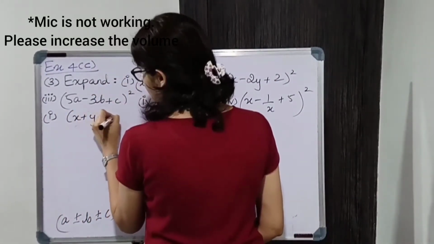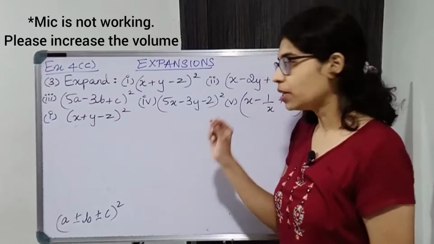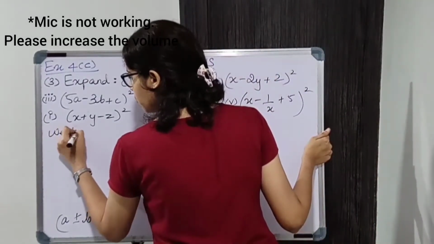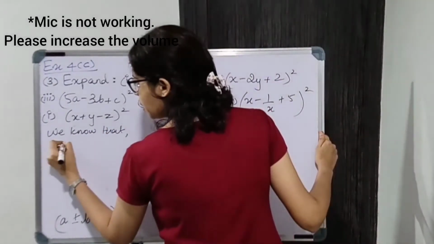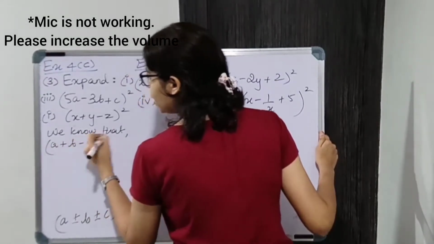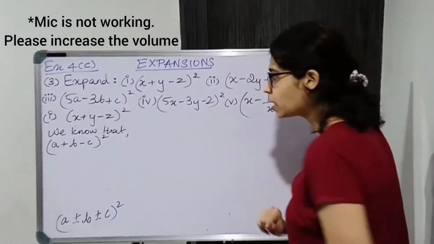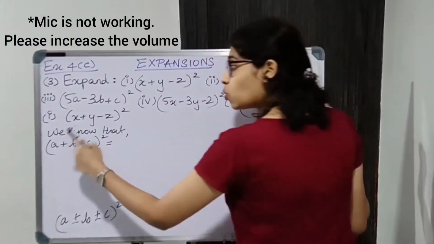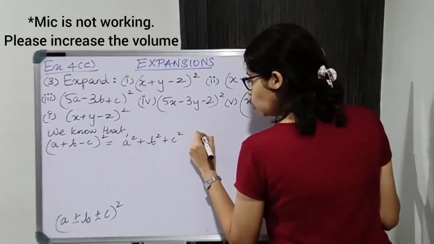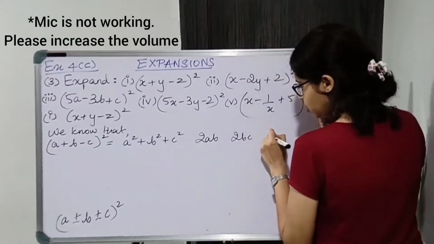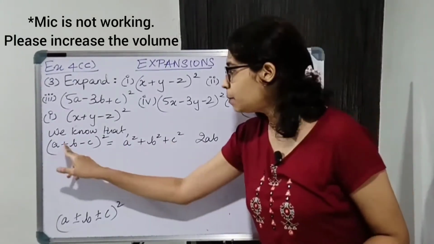x plus y minus z the whole square. A, B, C. Okay, so what we will do? We write down. We know that a plus b minus c the whole square. Why did I take minus c? A positive है, B positive है, C negative है. Now what you will do? Square each and every term. A square plus b square plus c square. Then 2ab, 2bc, 2ca. Simple.